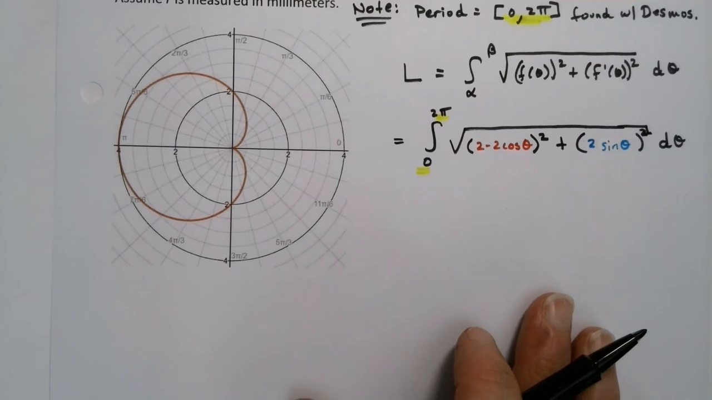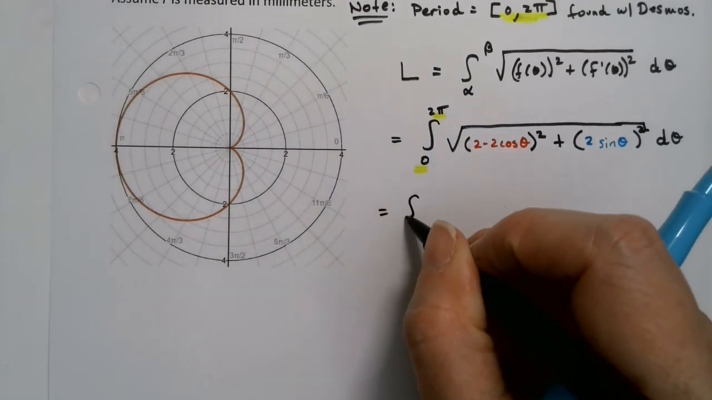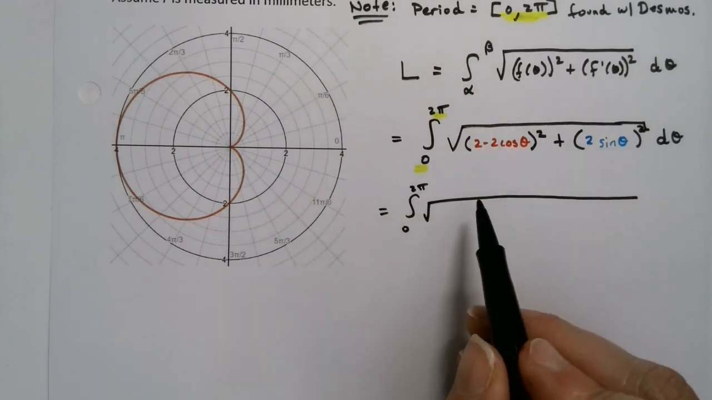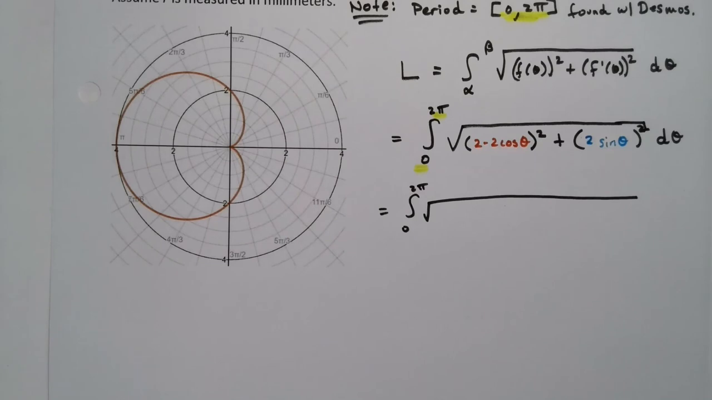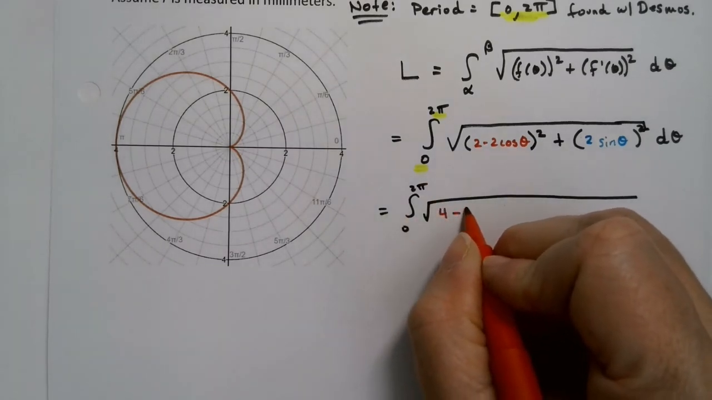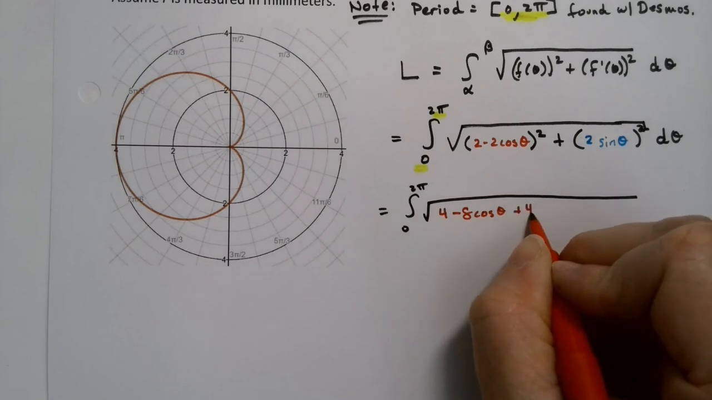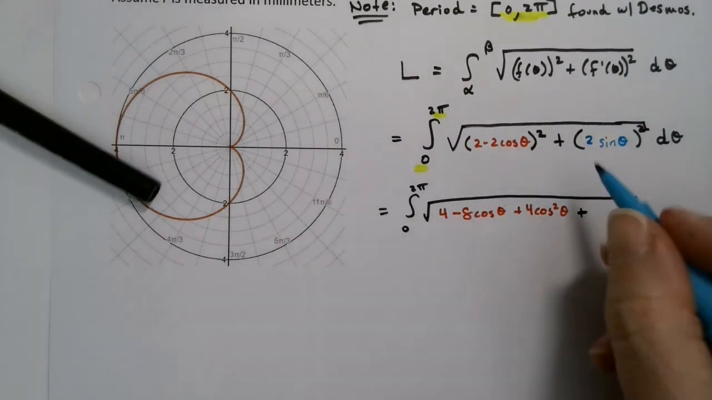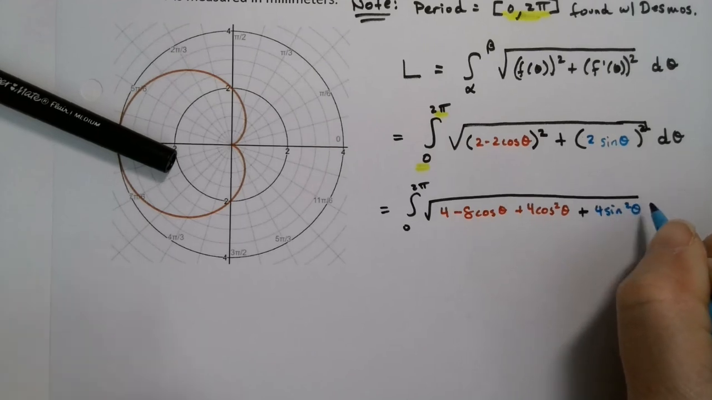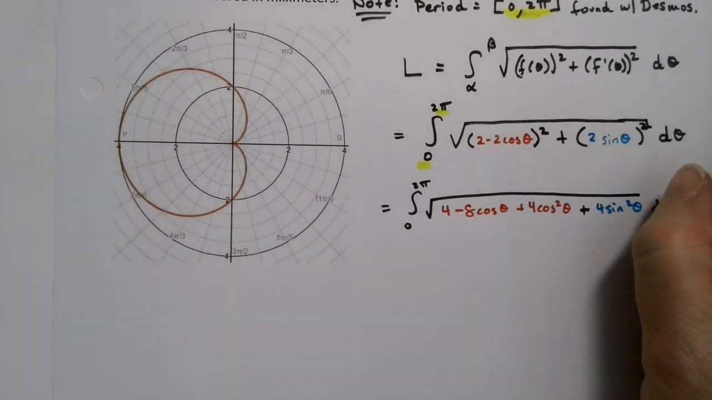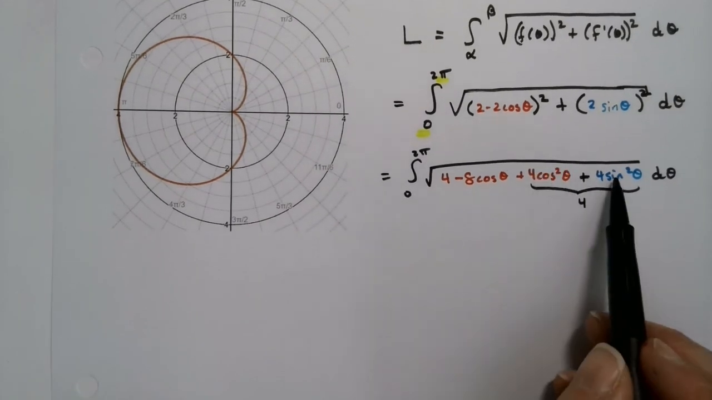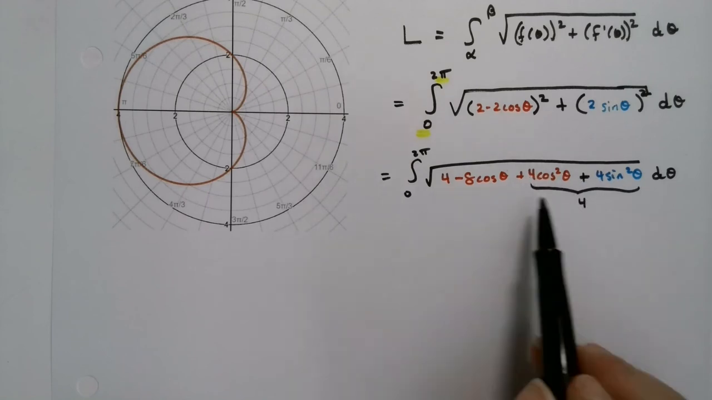All right, well, I can FOIL this out. So this is 0 to 2 pi square root. This is, let's see, 4 minus 8 cosine theta plus 4 cosine squared of theta plus another 4, but this time sine squared of theta, d theta. That is 4, right? Because cosine squared plus sine squared is 1, and then there's a 4 times both of them. And 4 plus 4 is 8.